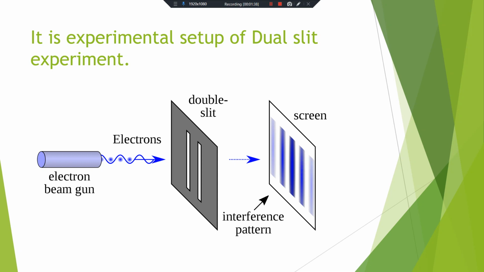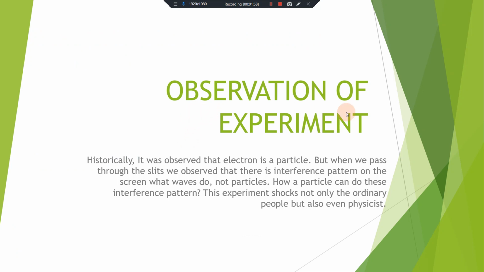Interference patterns are produced by waves, not by particles. So how is it possible for electrons to produce such a pattern? Observation of the experiment: historically, it was observed that the electron is a particle because it has an e/m ratio, it has electric charge and mass. So that is a particle.